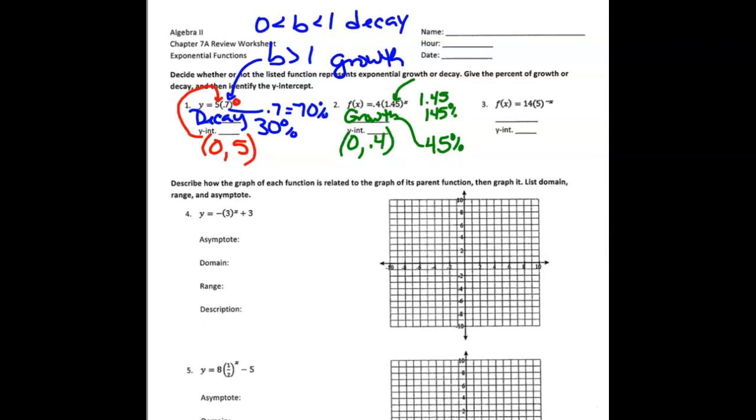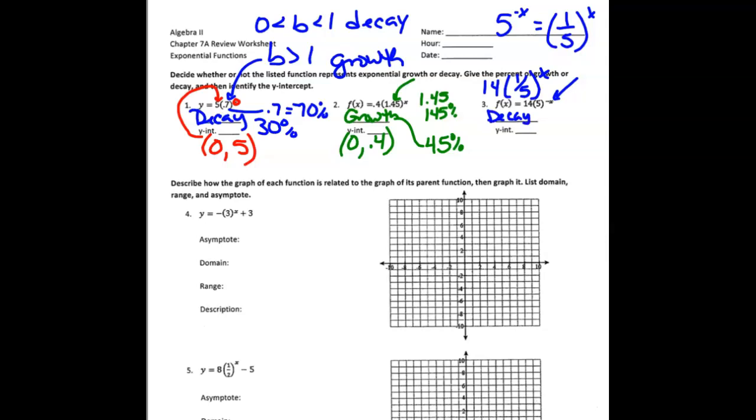All right. For question 3, be very careful. Notice that we have a negative power. And remember, with negative exponents, we have to flip. So this 5 that's being raised to a negative x is really the same as 1/5 to a positive x. So we're going to think of this equation as 14 times 1/5 to the x power. Now 1/5 is a number between 0 and 1, so we know it's a decay situation.